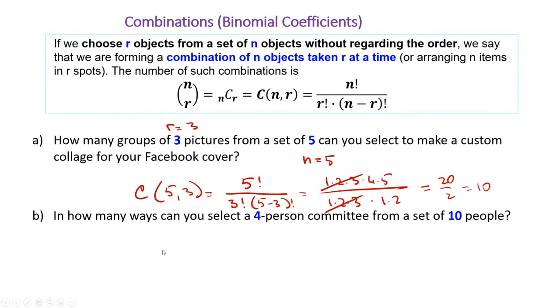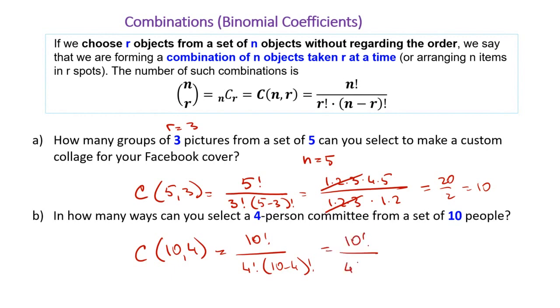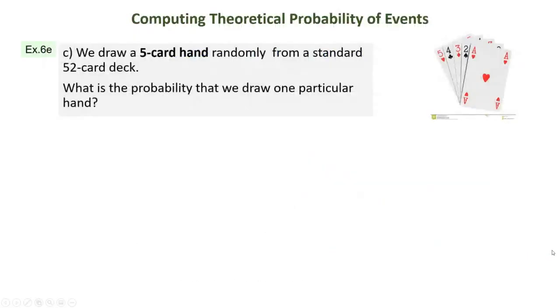How many ways can you select a 4-person committee from a set of 10 people? From a set of 10, taken 4 at a time. 10 factorial over 4 factorial, 10 minus 4 factorial. 10 factorial over 4 factorial, 6 factorial. And again, 10 factorial can be represented as 6 factorial times 7, 8, 9, 10, divided by 1, 2, 3, 4, and then you can calculate this.